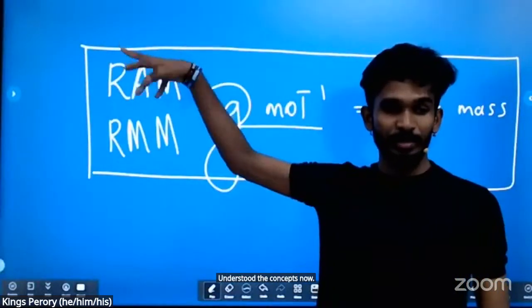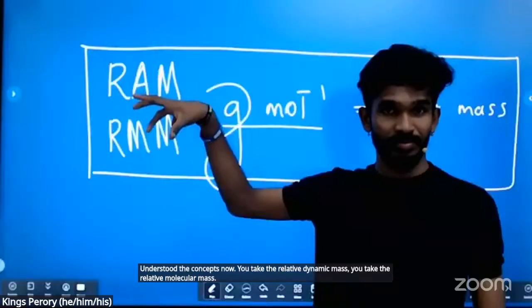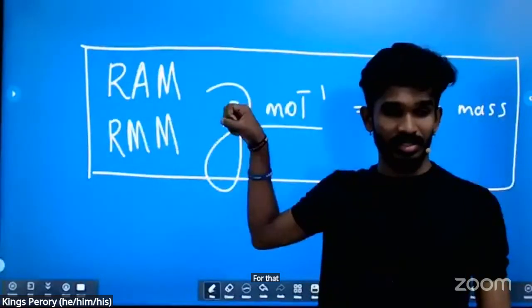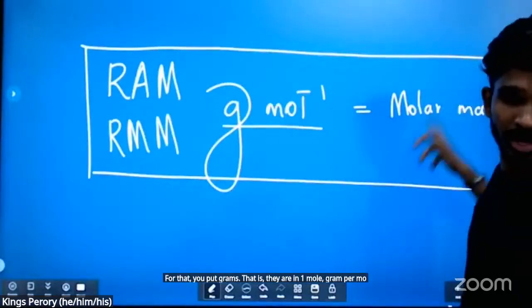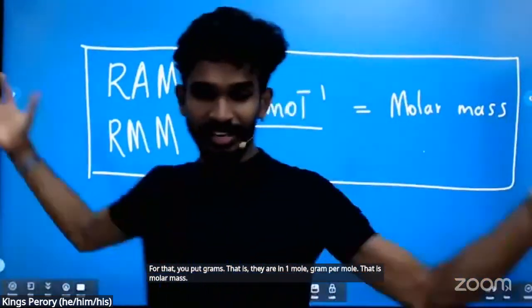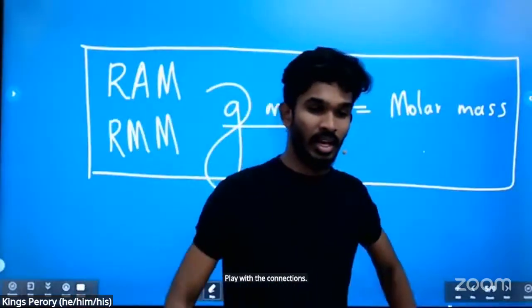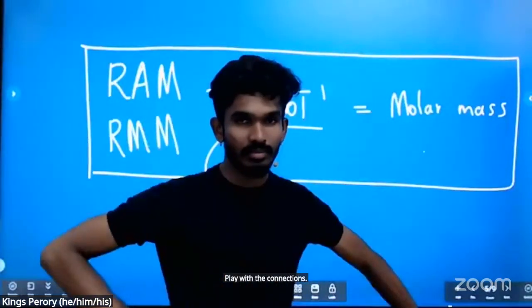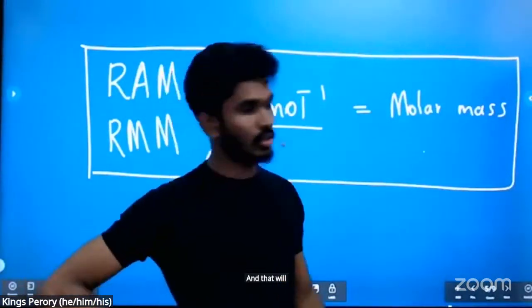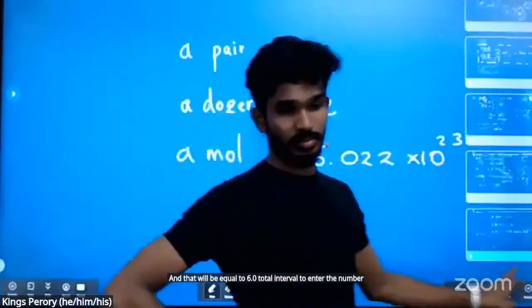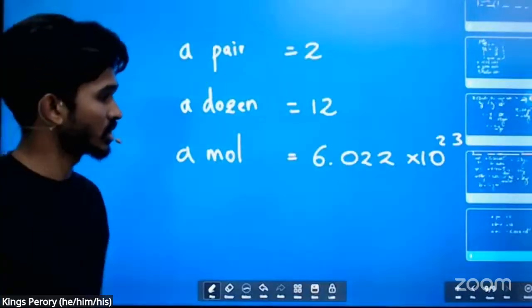You take the relative atomic mass, you take the relative molecular mass. For that, you put grams. That is there in 1 mole, gram per mole. That is molar mass. Clear with the connections? And that will be equal to 6.022 into 10 to the power 23 number of substances. Those are the logics.